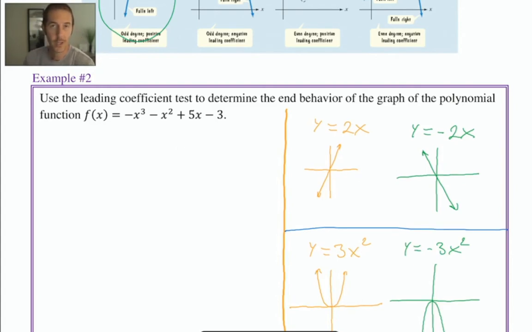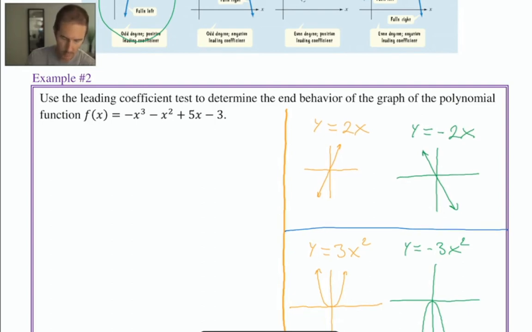What is the degree of the polynomial as a whole? The answer is 3 because the largest exponent is 3. So this is a polynomial of degree 3. It has 4 terms, right? Terms are things that are either being added or subtracted. If it had 2 terms, it would be a binomial. If it had 3 terms, it would be a trinomial. Once it's got 4 or more, it becomes a polynomial, poly just meaning many. So it's a polynomial, degree 3, negative leading coefficient.